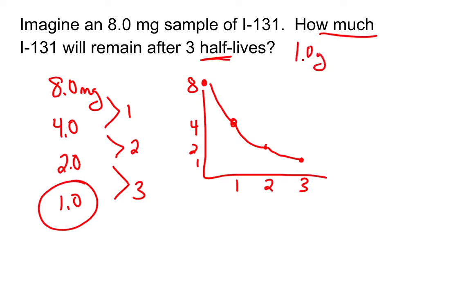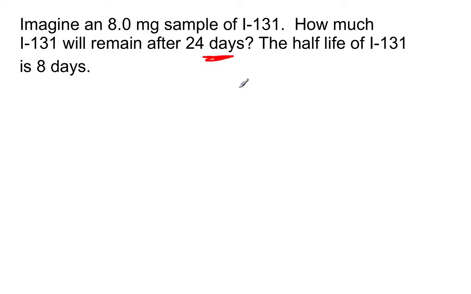Now let's look at it in terms of days. What if the problem gives you a time period and not half-lives? Half-lives are awesome, but what if it gives you days? Now it says the half-life of iodine-131 is 8 days. So let's figure out how many half-lives that is. Now I know this is kind of easy and you could probably figure it out in your head, but let me show you a method to rely on. So when the numbers aren't so nice, you have something that you can depend on.